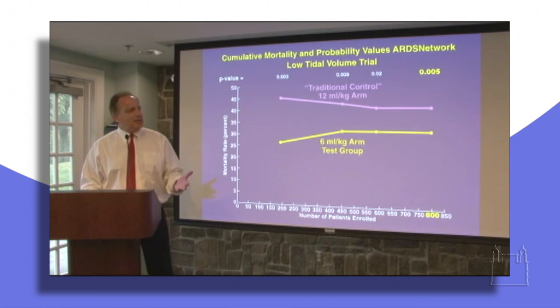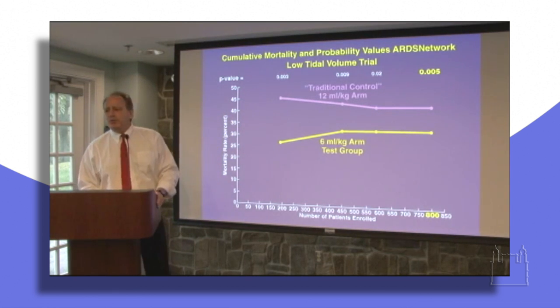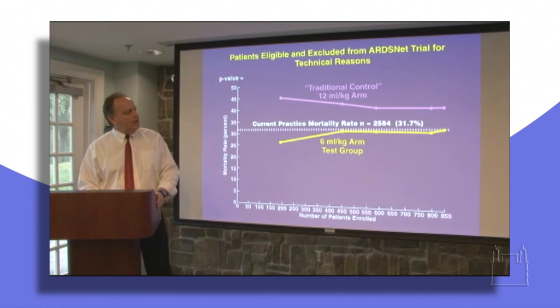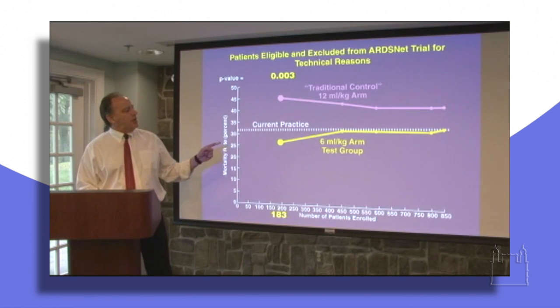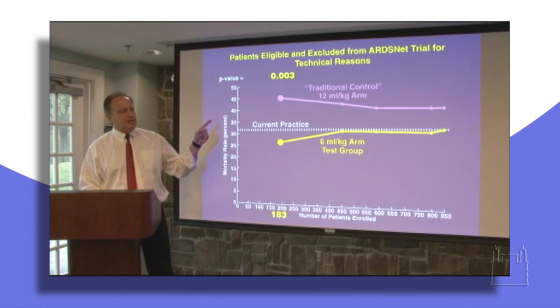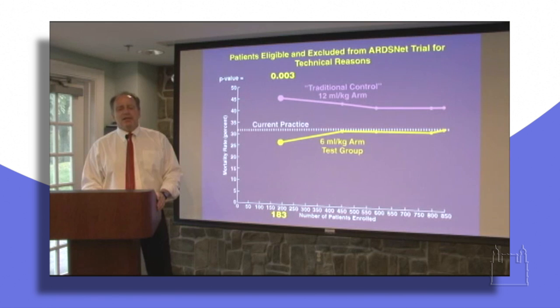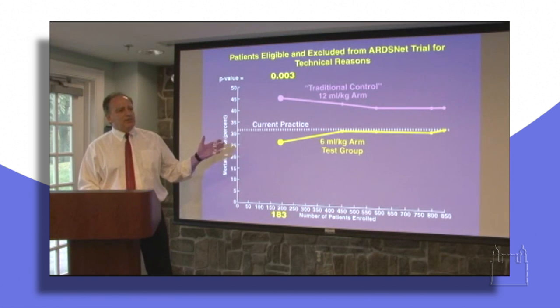What was their mortality? Was it close to 12 mLs per kilo? No, it was about 31%, close to the 6 ml per kilogram arm. Now, if you were on the data safety monitoring board and you saw that your control was increasing mortality by 50% and your test arm was almost the same as current practice, would you continue that trial? I don't think so. And now, having had a current practice control, it would change how you would have run that trial.